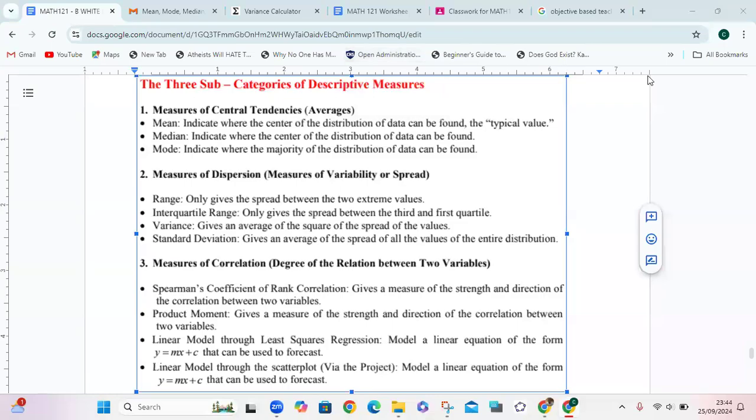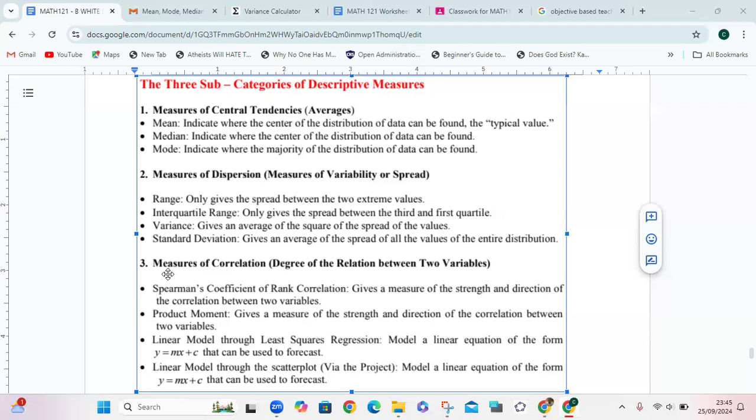Now you've got the three subcategories of descriptive measures. You have the measures of central tendency, or the averages: the mean, the median, and the mode. Then you've got the measures of dispersion. That means measures of variability or spread, or how different the values are from each other. So you have the range, the interquartile range, the variance, and the standard deviation.